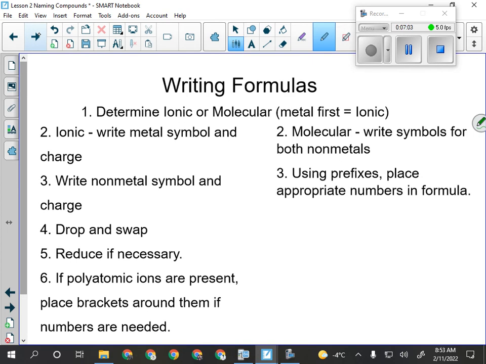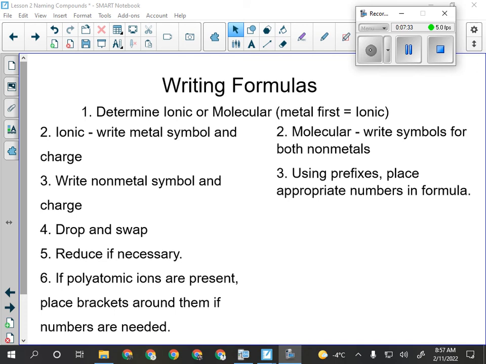Okay, so here's the rules for writing formulas. The first rule is determine if it's ionic or molecular. That's the first rule regardless, because the rules are different for how we do it. If it's ionic, then we write the metal symbol and the charge, write the non-metal symbol and the charge, drop and swap, reduce if necessary. If there's polyatomic ions, we'll need brackets. If it's molecular, we write the symbols for both non-metals and put in the numbers from the prefixes. So I'll give you a minute to write those down and then we'll walk through a couple of examples.